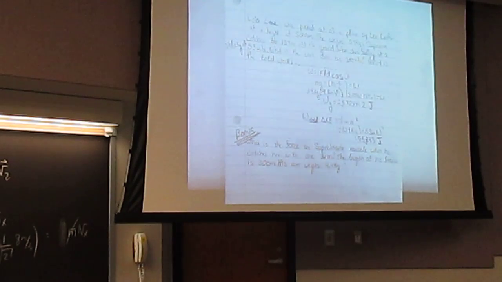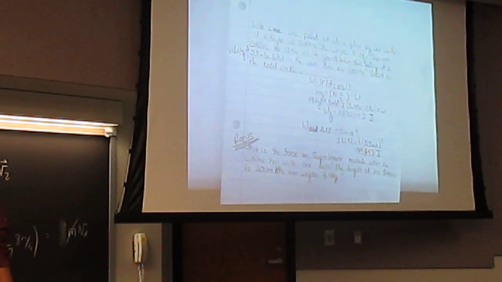Good morning, class. Lois Lane was pushed out of a plane by Lex Luthor at a height of 5,000 meters. She weighs 54 kilograms. Superman catches her 139 meters off the ground when she's falling at a velocity of 53 meters per second. What is the work done by gravity, and what is the total work?